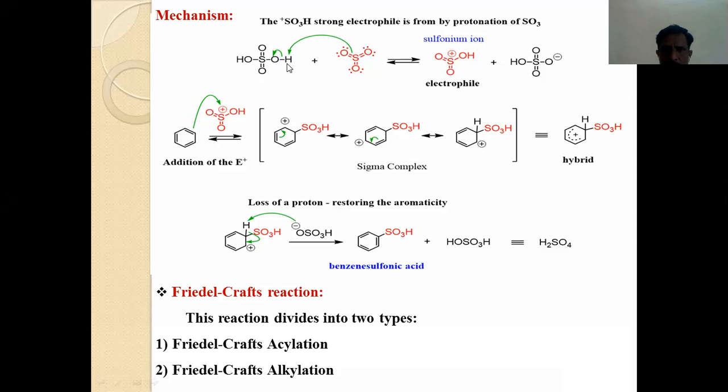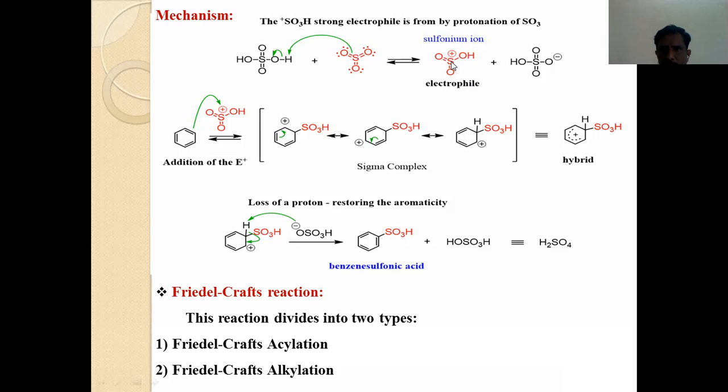One of the hydrogens will be abstracted by the SO3 molecule. This hydrogen goes to the SO3, and SO3H is the product. That is S, three O's and H, that is SO3H. This SO3H has a positive charge. This SO3H is called the sulfonium ion.